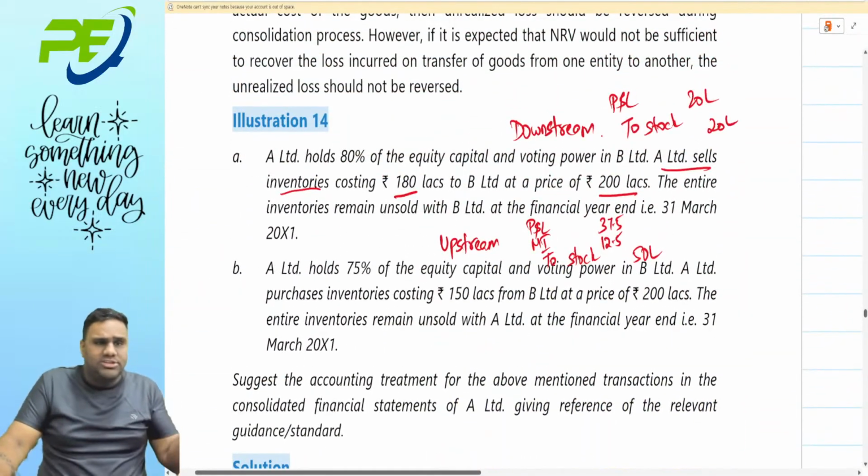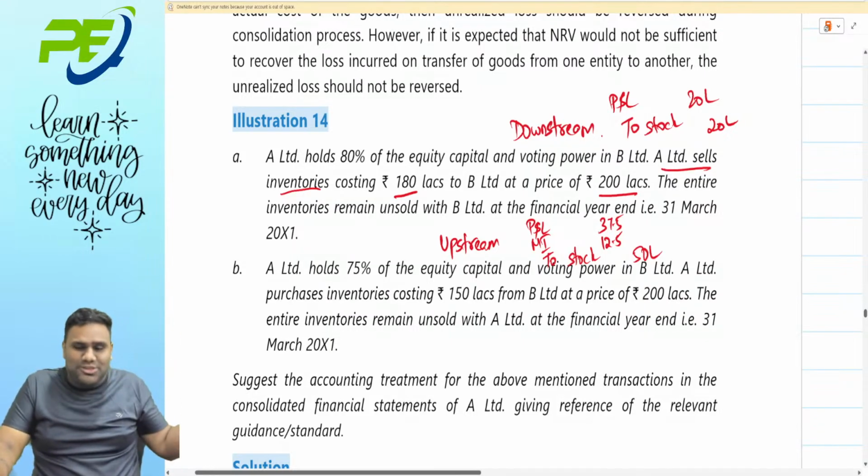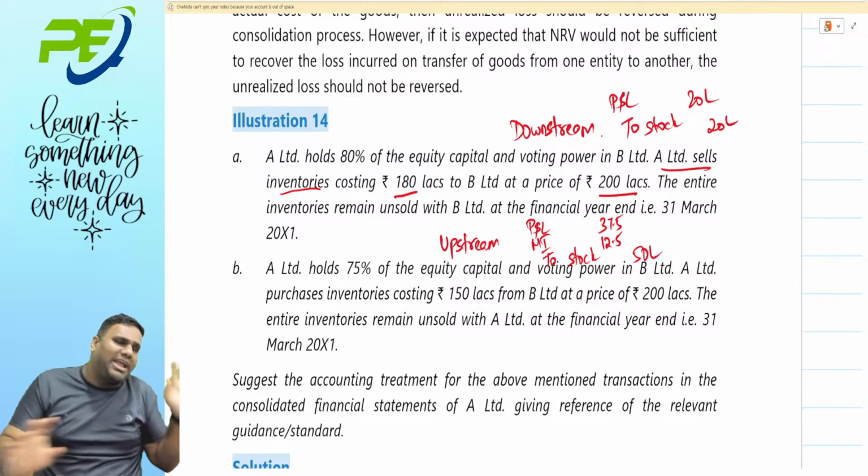So write quickly: downstream transaction, write the journal; upstream, write the journal. Write quickly and go, anyone who leaves earlier, not my responsibility.